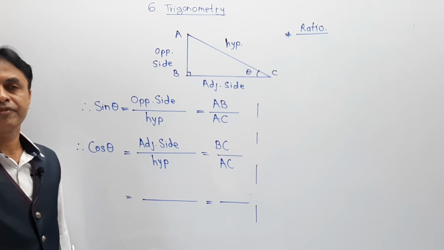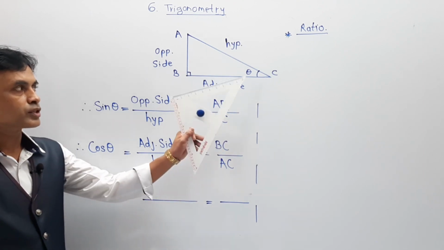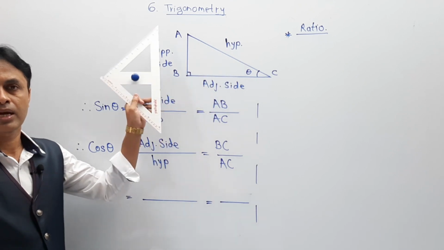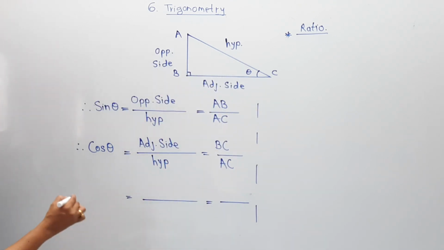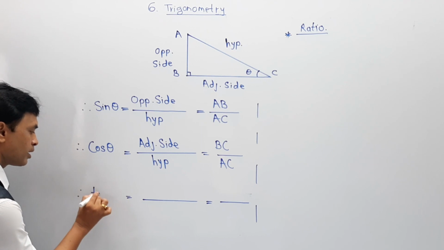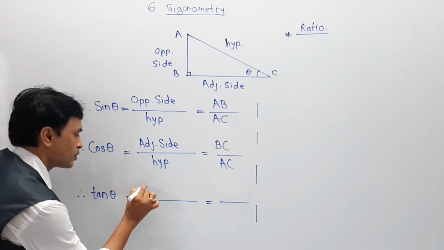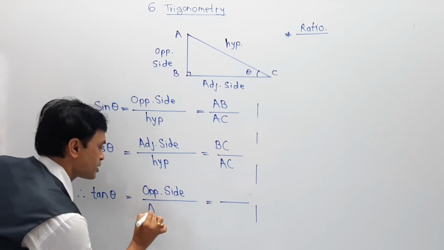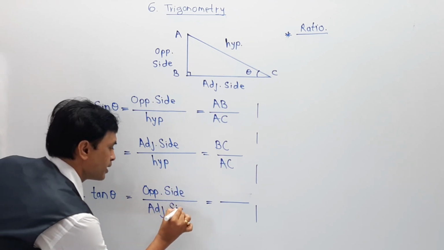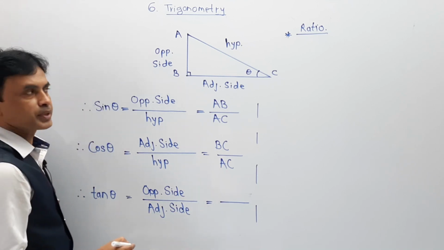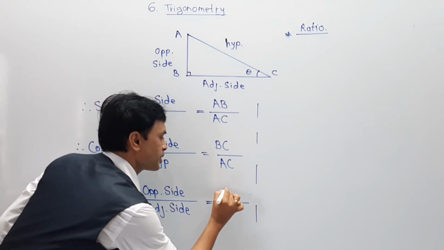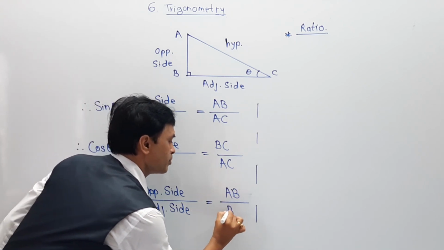The third definition is called tan theta. Tan theta is nothing but opposite side upon adjacent side. So the third part is, tan theta is equal to opposite side upon adjacent side, and as per this diagram, the opposite side is AB and the adjacent side is BC. So it becomes AB upon BC.